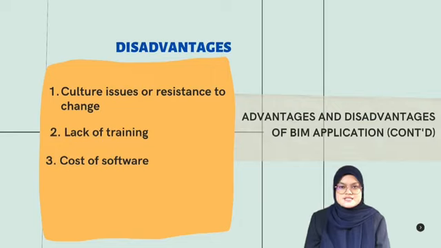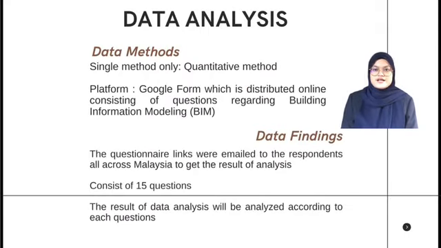That is because there is more data and information, as well as the contractor and design team will construct the building in that software. Next, data analysis. The data method uses a single method only, which is the quantitative method. The platform is Google Form, which is distributed online, consisting of questions regarding BIM. For data finding, the questionnaire links were emailed to the respondents all across Malaysia to get the result of analysis. It consists of 50 questions. The result of data analysis will be analyzed according to each question.